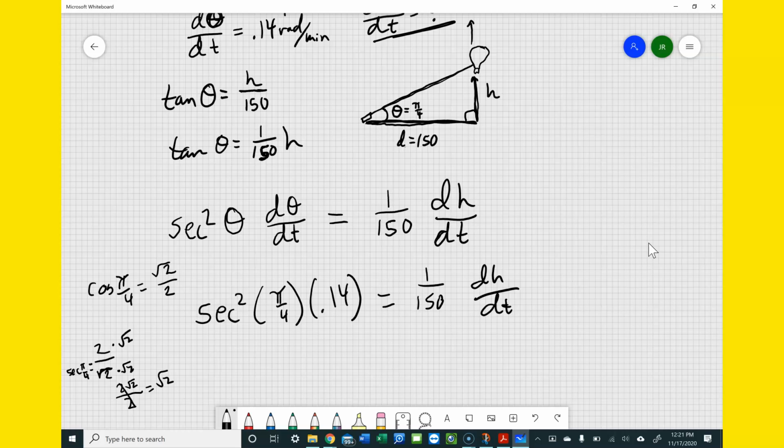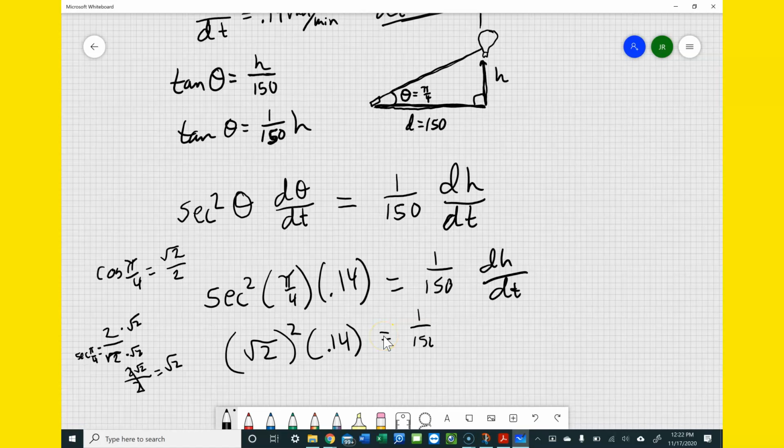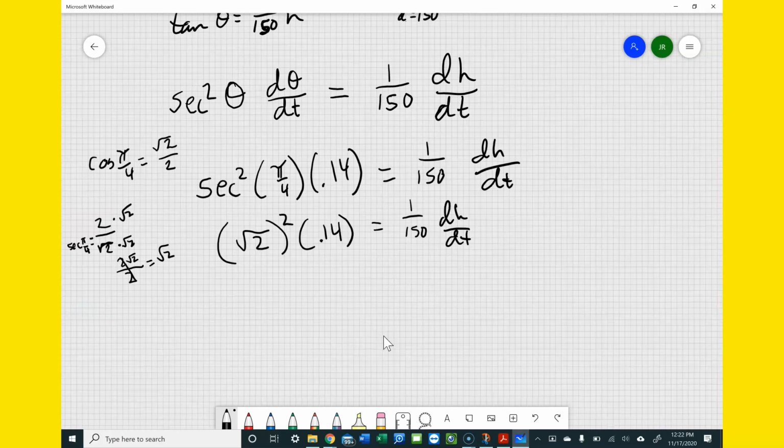So I've got the square root of 2, but it's secant squared. So that's squared times 0.14 equals 1/150th dh dt. All right, here goes, just doing some arithmetic now. The square root of 2 squared is just 2. So 2 times 0.14 is 0.28.